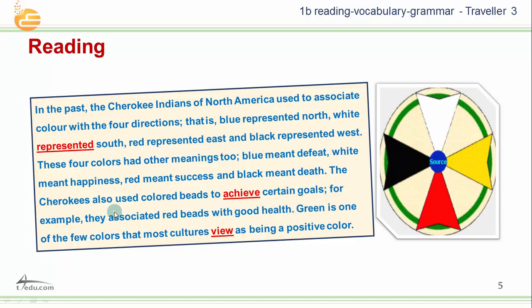The Cherokees also used colored beads to achieve certain goals. For example, they associated red beads with good health. Green is one of the few colors that most cultures view as being a positive color.